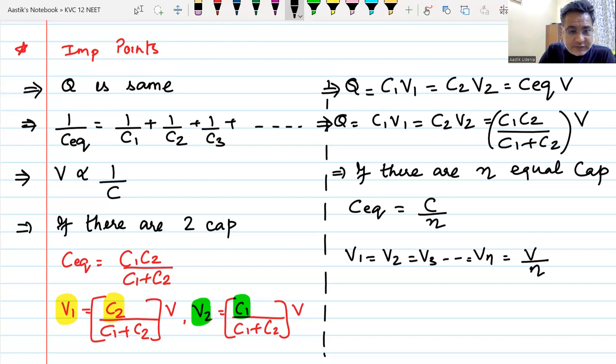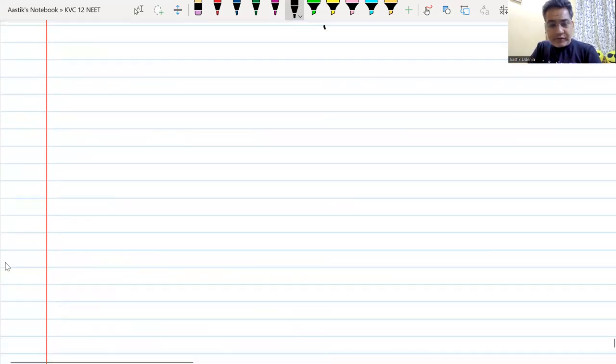This type of combination of capacitors is known as the series combination of capacitors. Everyone has understood this, yes or no? Everyone has noted down the points. I'll give you 2 minutes to note them down. Then let's move ahead and solve a couple of problems based on this.